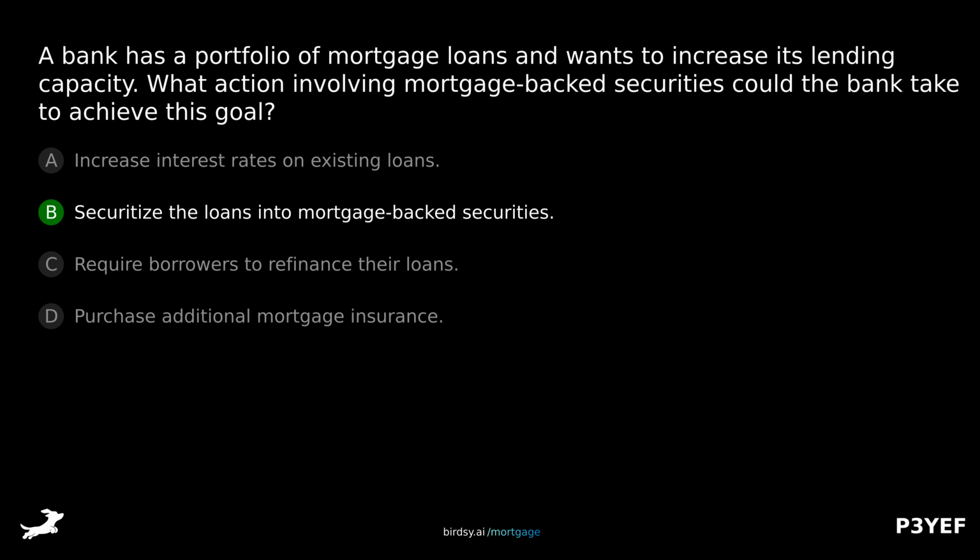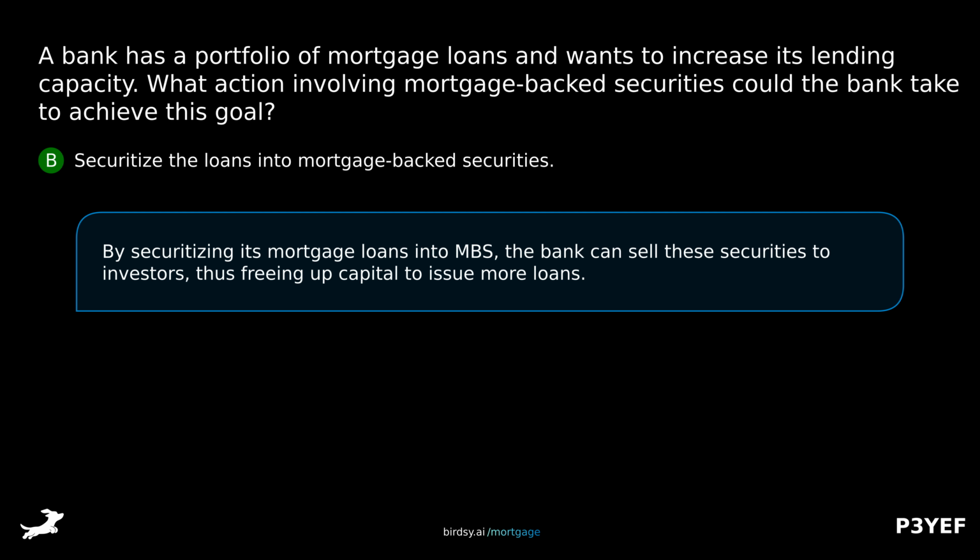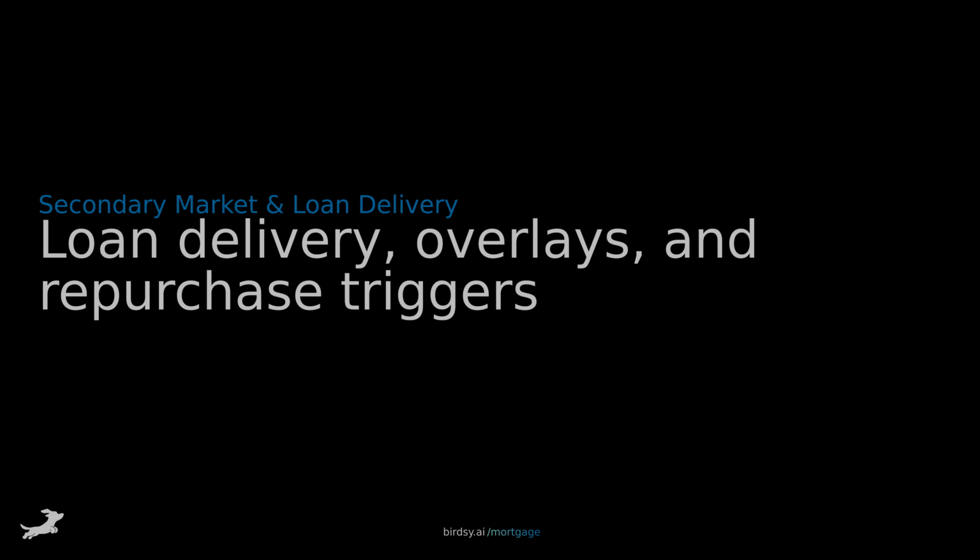The answer is B, securitize the loans into mortgage-backed securities. By securitizing its mortgage loans into MBS, the bank can sell these securities to investors, thus freeing up capital to issue more loans. Loan delivery, overlays, and repurchase triggers.